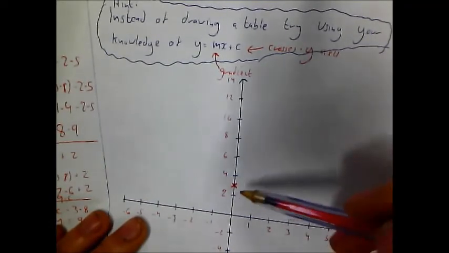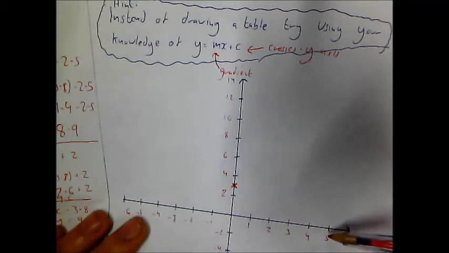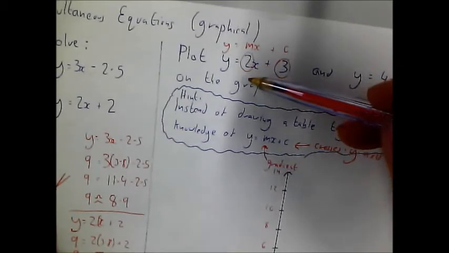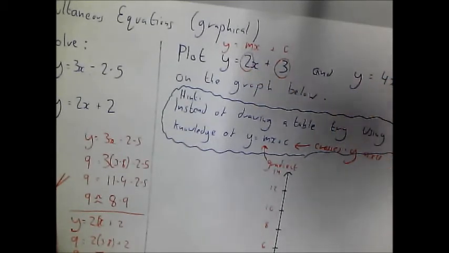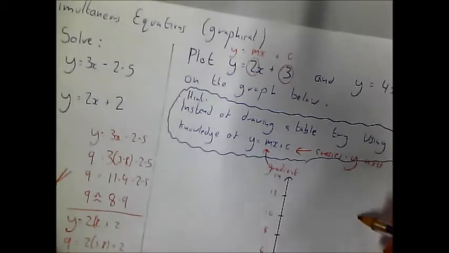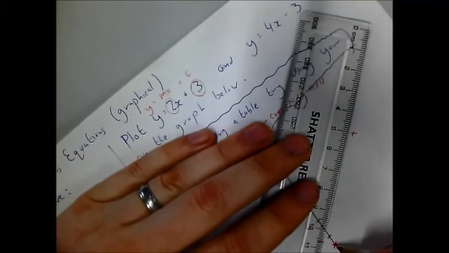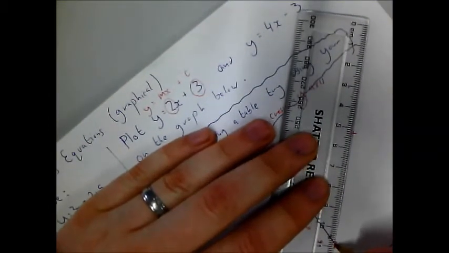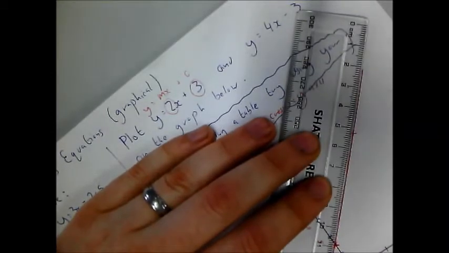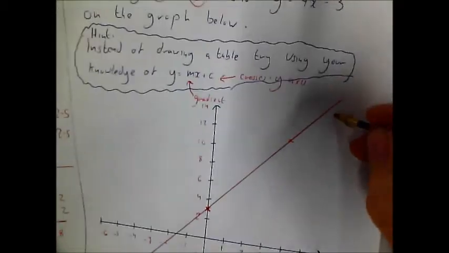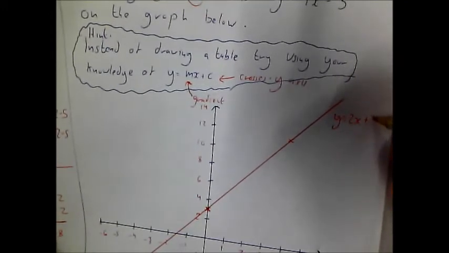Now I'm going to get another point which will be hopefully on my graph. I'm going to choose the value of 4. Okay, so just get one more value. So 4 lots of 2 is 8 plus 3 is 11. So at this point here, I want to plot my point here. And I can draw my straight line through it. Okay, and I'm going to label my graph y equals 2x plus 3.